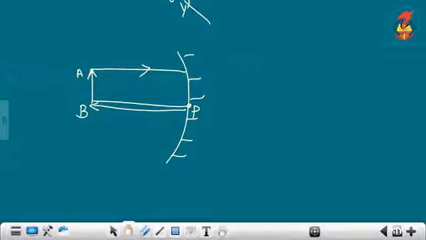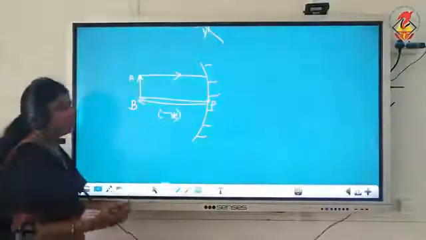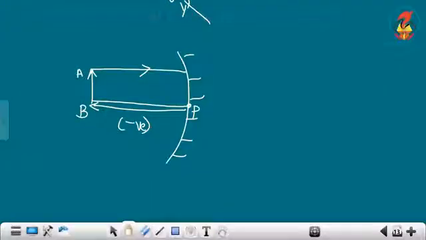I am measuring it from here in this direction, that is opposite to the direction of incident light. I am measuring a distance from pole to the object AB opposite to the direction of incident light. So, this distance is taken as negative.